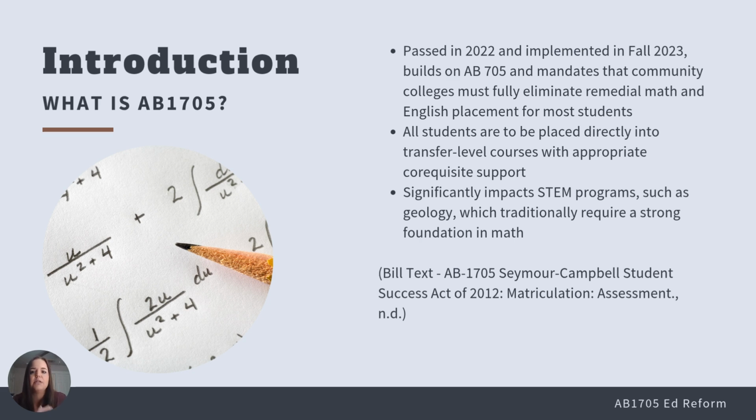So 705 was eliminating the remedial math, and now students all have to be placed directly into these transfer level courses with appropriate co-requisite courses. I don't know if you've ever taken a math class, but taking a math class you don't quite feel prepared for, while taking the math class that is the prerequisite for it as a co-requisite, is hard. Taking two math classes in one semester can be daunting and can, quite frankly, be unmotivating and discouraging. So we'll talk about some of that today.